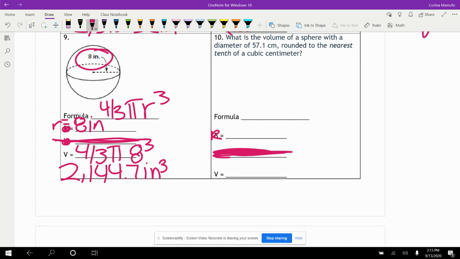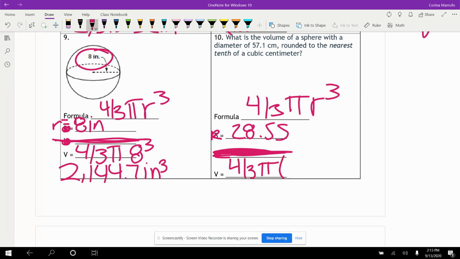It says, what is the volume of a sphere with a diameter of 57.1? So they didn't give us the radius, they gave us the diameter. So we're going to go ahead and cut that in half, and it gives us 28.55. And so our formula, since it is a sphere, it's going to be 4/3 pi r cubed. And so we get 4/3 pi, and then instead of radius, we're going to plug in 28.55 to the third power. So I'm going to go ahead and punch that into my calculator.